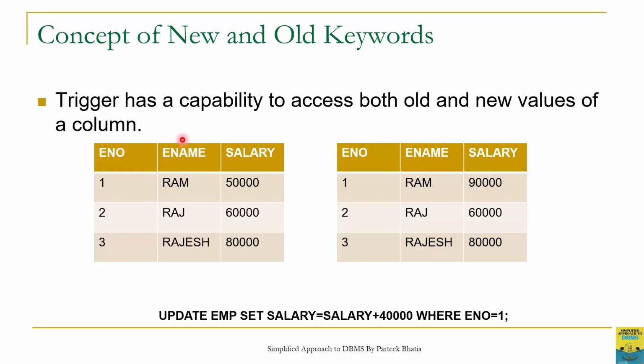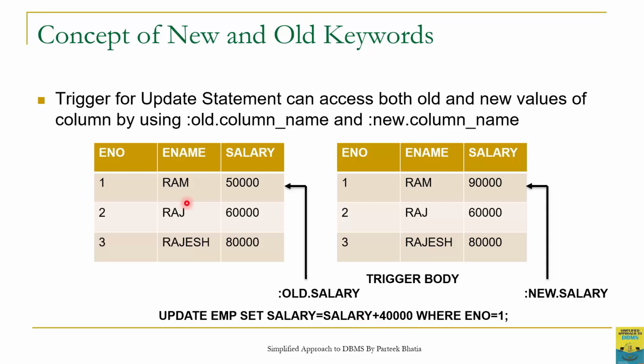The table on the left side indicates the previous value of the employee table before performing this update operation, while the table on the right side indicates the value of the employee table after performing this update operation. To access the old and new values of a column, we can write a trigger over this update statement.